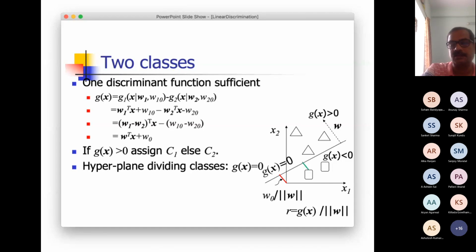G(x) is greater than 0. So this is the distance. If given any particular feature, we compute G(x), the interpretation is that G(x) divided by the magnitude of the normal vector gives you the distance. So this is a normal vector. The sign will determine in which half it is, and the magnitude will determine the distance. So this is the geometric interpretation.